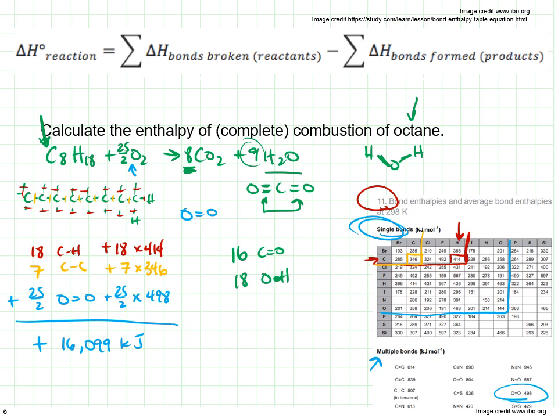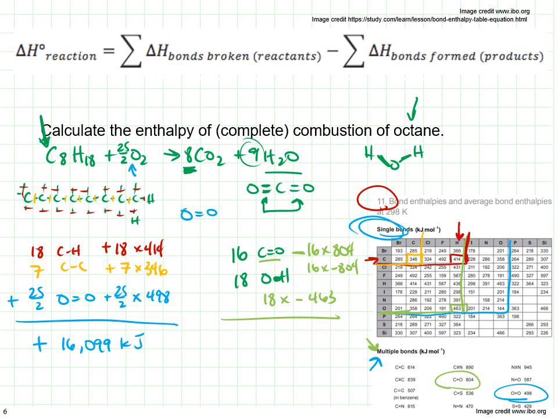Good. Let's look at our table. These are going to be double CO. In our multiple bonds here at the bottom, C double O is 804. So that's going to be a negative 16 times 804, or you could also call it 16 times a negative 804. We're going to get the same thing, right? And then our 18 OHs. OHs are going to be here in the table. OHs are 463. 18 times a negative 463, or negative 18 times 463. It's going to be the same thing.